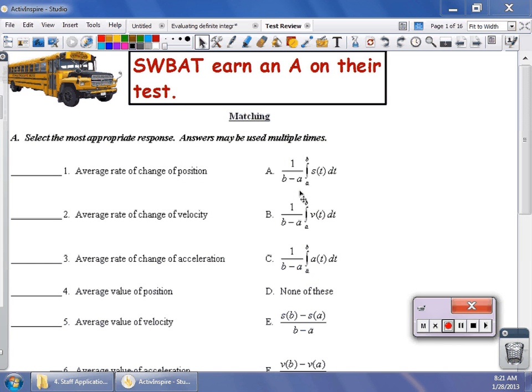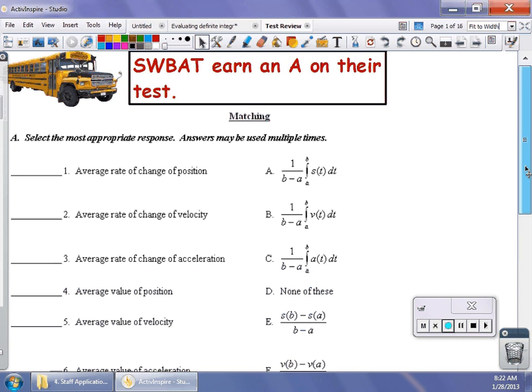Alright, the goal of this video is to get ready for our test on average value theorem, mean value theorem, fundamental theorem of calculus. And so we're starting with a warm-up. This is in your packet. I think it's page 34. And we want to make sure that we understand how to find the average rate of change, average rate of velocity, and what all of these things mean.